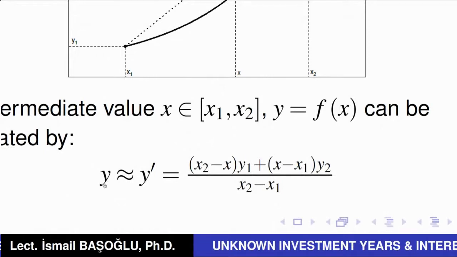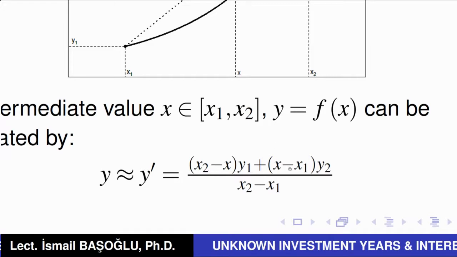So if it is impossible for us to determine the actual response for the function, we are going to approximate it with a linear interpolation. And for the linear interpolation part, the y prime response will be calculated as a weighted average of y1 and y2, where the weight of y1 will be equal to the distance between x2 and x, proportional to the total distance between x2 and x1, and the weight of y2 will be the distance between x and x1, proportional to the total distance between x2 and x1.